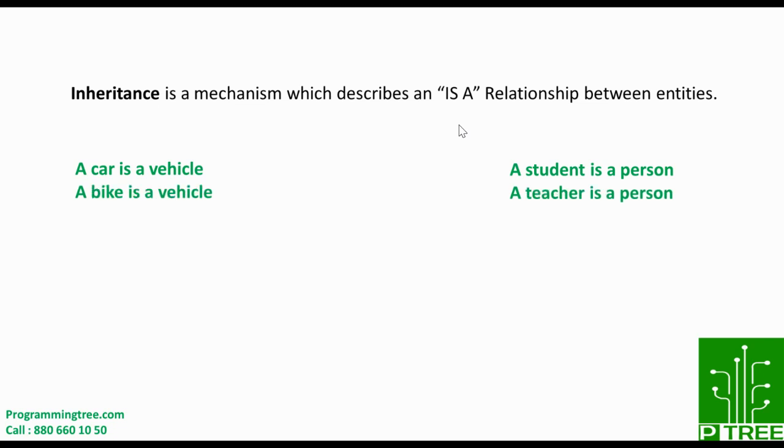A bike is a vehicle, so vehicle is a base class and bike is the derived class. A teacher is a person, so again both the entities look good, and the "is a" relationship is fitting perfectly with that particular sentence.